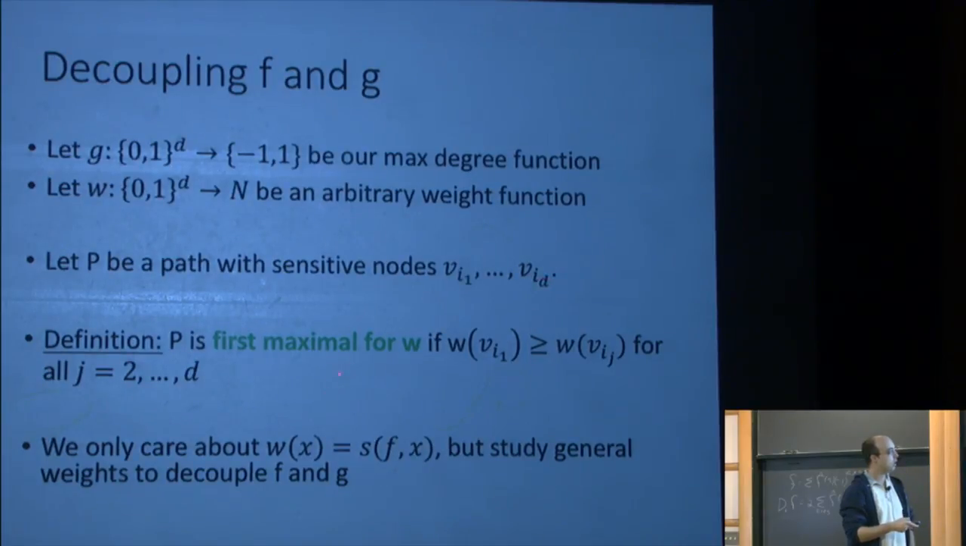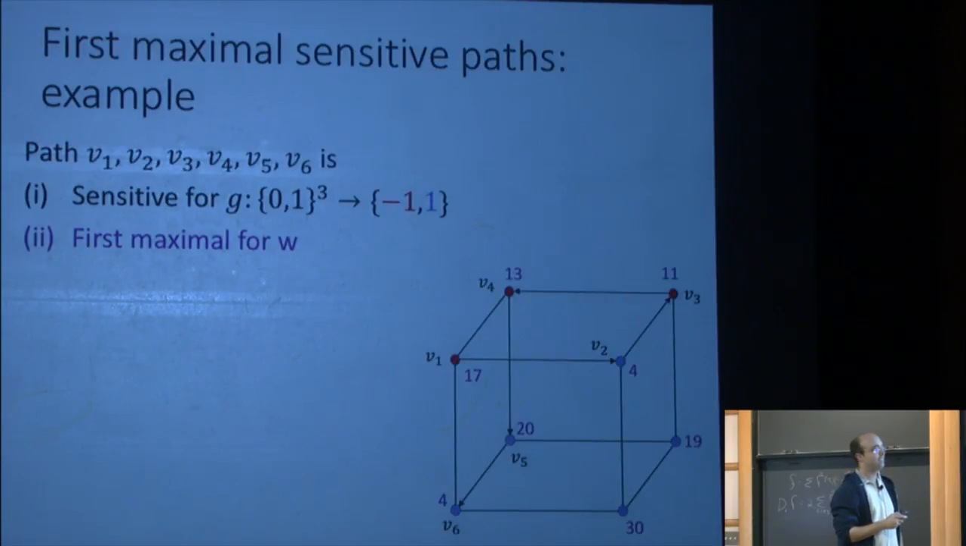Again, this is the first one. We say it's first maximal with respect to this weight function W if the weight of the first sensitive node controls the weights of all the other sensitive nodes in the path. So now we're decoupling the path's existence from being a restriction of a Boolean function. I'm hoping this should be true for any weight. The whole goal is to study Boolean functions on d inputs, not restrictions. So for any weight function, there is a path. I'll show it in a second.